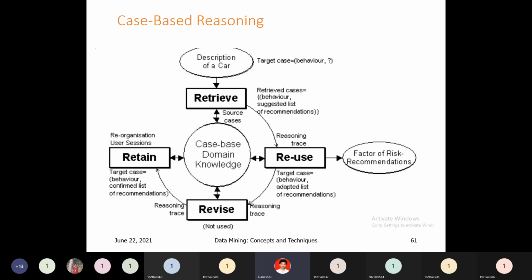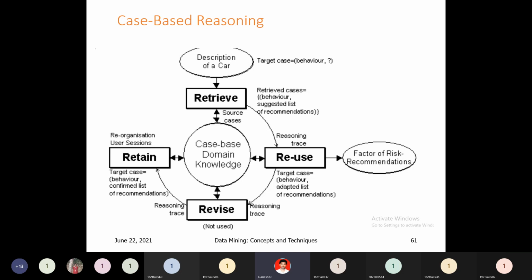So see here, description of a car. Target case equals behavior, question mark. Based on that you have to find out the car behavior. What you have to do is retrieve some cases, that is, the behavior along with a suggested list of recommendations. Which car you have to select is the question mark. You have to select based on the behavior. So how do you select a car?